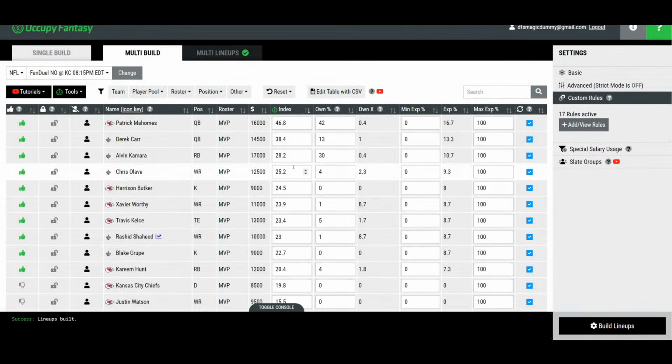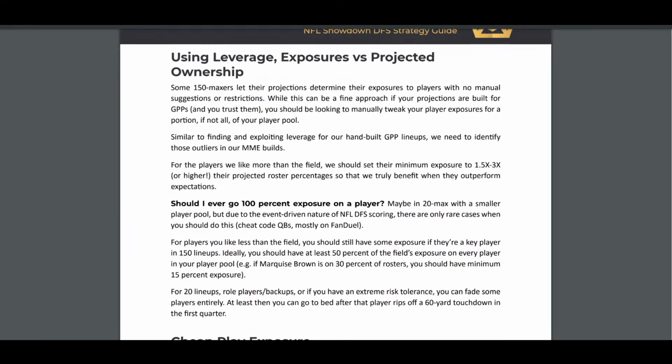So, all right, this is what we're going to do now. This is the important part. Let's say we're going with the Mahomes route. We're going to go 100% Mahomes. We feel really strong about that. Let's build our 150 Mahomes lineups. Let's do this. And I'll show you what a very important step is. Let's go to the guide.